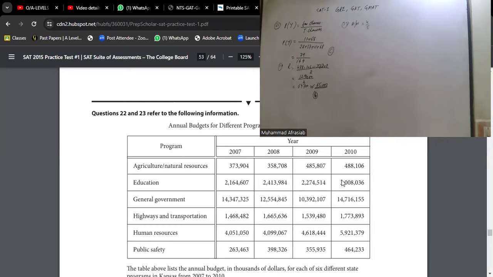The next is education, which is 2,164,607. It is 2, because if we look at it, the nearest thousand is 1, 2, 3, 4 hundred thousand, whose half is 50,000. So 50,000 is more than 164,607. So its answer will be simply 2, and the other will be 3. So education has the ratio 2/3.